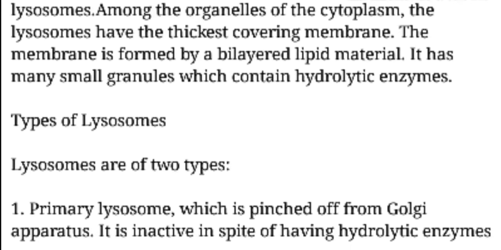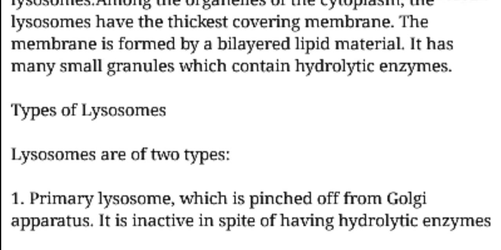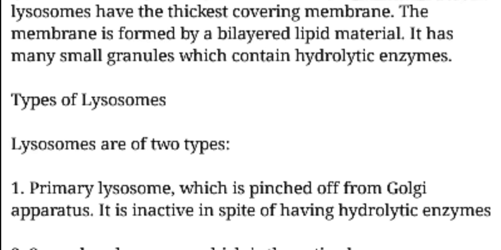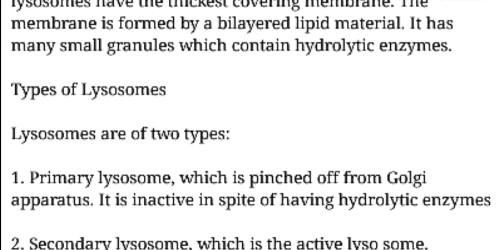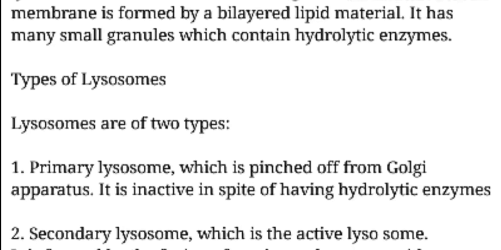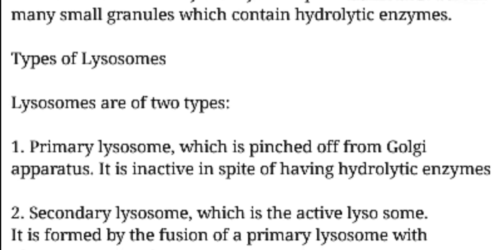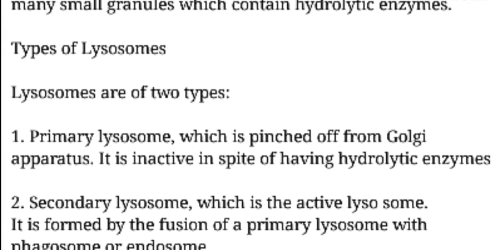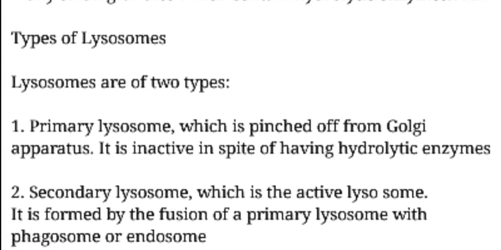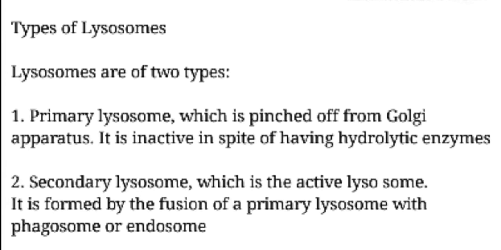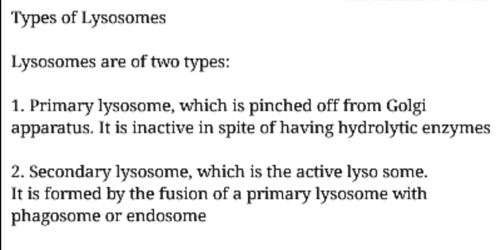Types of lysosomes. Lysosomes are of two types. 1. Primary lysosome, which is pinched off from Golgi apparatus. It is inactive in spite of having hydrolytic enzymes. 2. Secondary lysosome, which is the active lysosome. It is formed by the fusion of a primary lysosome with phagosome or endosome.